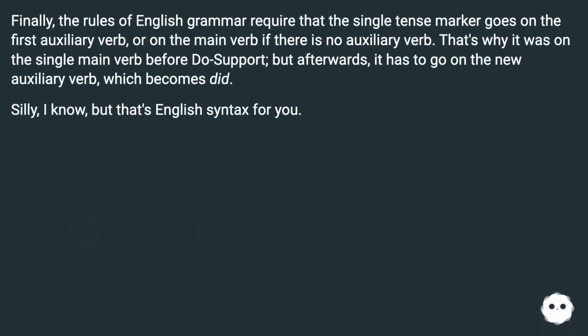Finally, the rules of English grammar require that the single tense marker goes on the first auxiliary verb, or on the main verb if there is no auxiliary verb. That's why it was on the single main verb before do support, but afterwards, it has to go on the new auxiliary verb, which becomes did. Silly, I know, but that's English syntax for you.